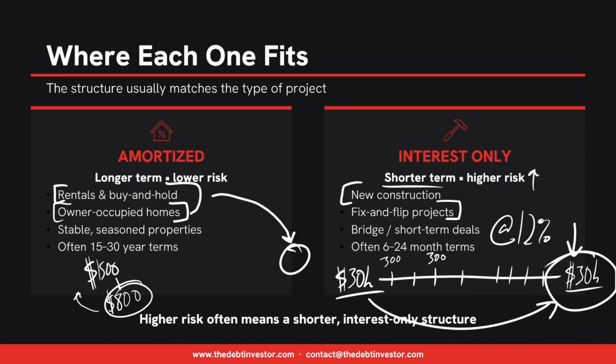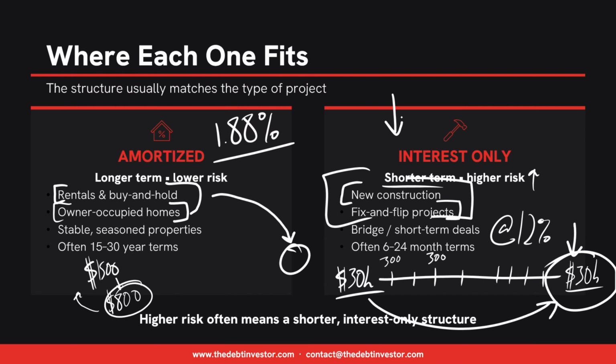Neither one is right nor wrong. They're just different use cases. But higher risk typically comes from the shorter interest-only structure just because of the nature of the projects. New construction and fix and flip have a lot higher failure rates than rentals and buy and hold. As of current, the average amortized loan delinquency rate is right at 1.88% nationwide, so it's pretty low. I don't know the statistic over here, but I would be willing to bet money that it's higher.